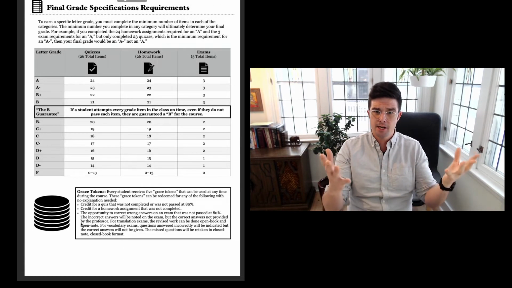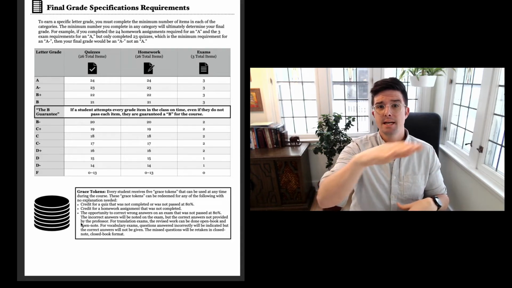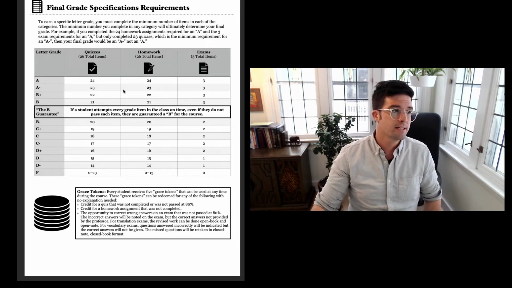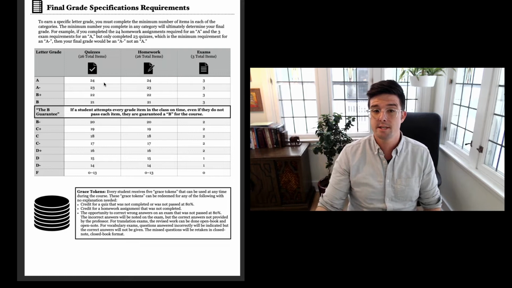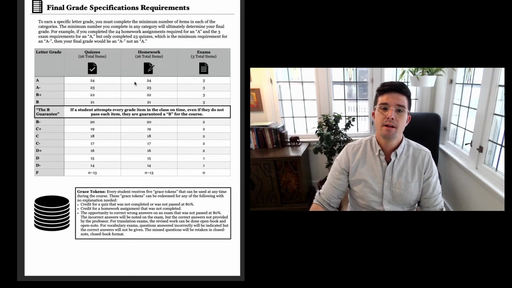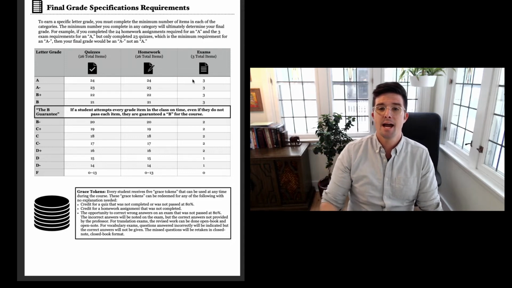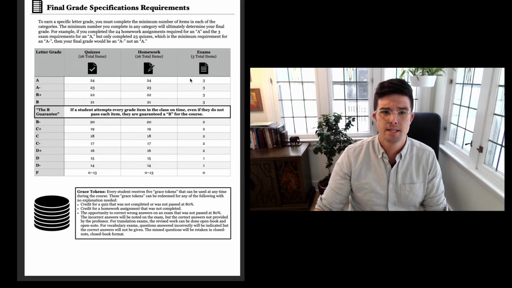And you can see here the chart I give you of what you need to complete for each category to get a respective grade. For example, if you want to get an A, you need to complete 24 of the 26 quizzes at an 80% level or above. The homework, you have to do 24 of 26. And the exams, you have to do all 3 at 80% or above.